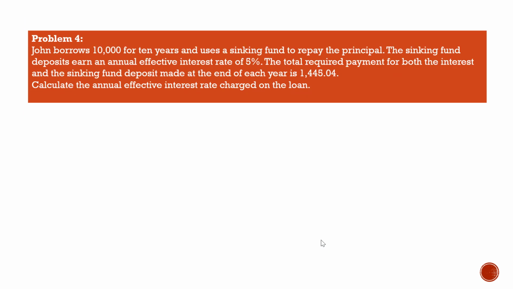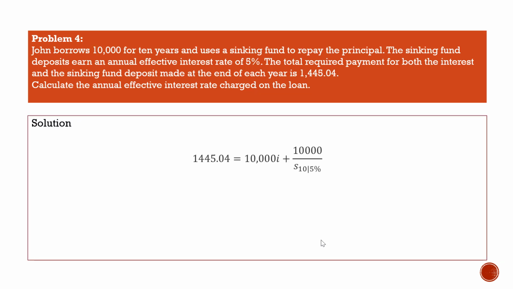Problem number 4. John borrows 10,000 for 10 years and uses a sinking fund to repay the principal. The sinking fund deposits earn an annual effective interest rate of 5%. The total required payment for both the interest and the sinking fund deposit made at the end of each year is 1,445.04. Calculate the annual effective interest rate charged on the loan.